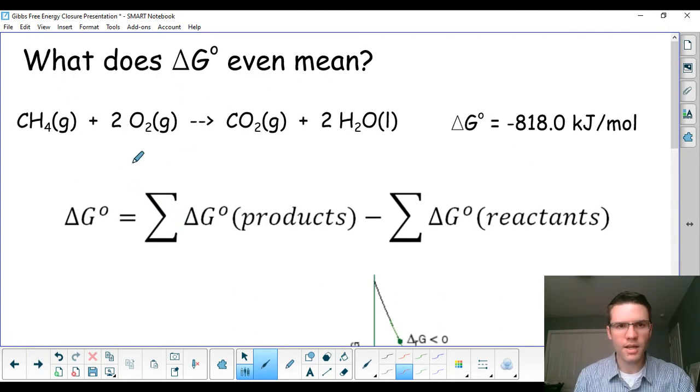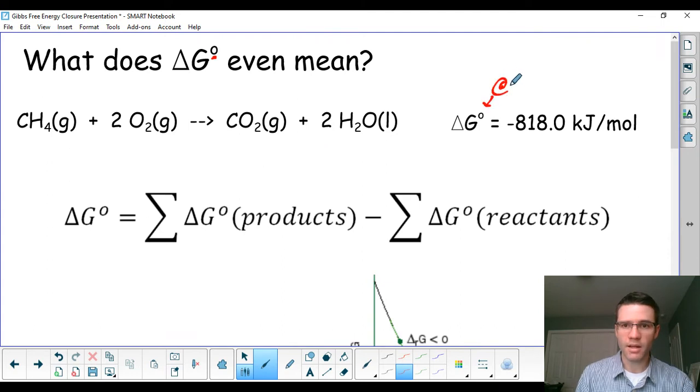So I want to talk a little bit about what this Gibbs free energy actually means, and what's the difference between the standard condition Gibbs free energy and Gibbs free energy at any other temperature. So here's a chemical reaction. They give us the Gibbs free energy. It's a negative value, already calculated for us. And this negative value indicates that this particular reaction is spontaneous in the direction it's written at these temperatures.